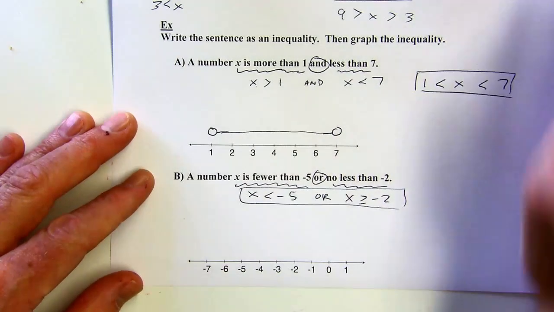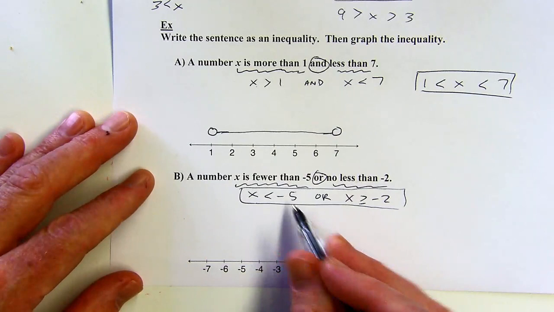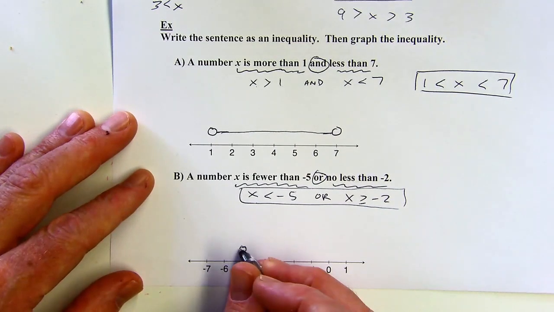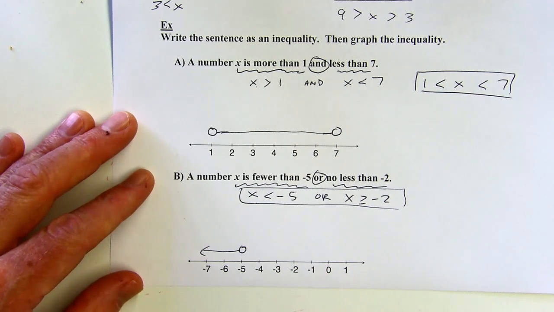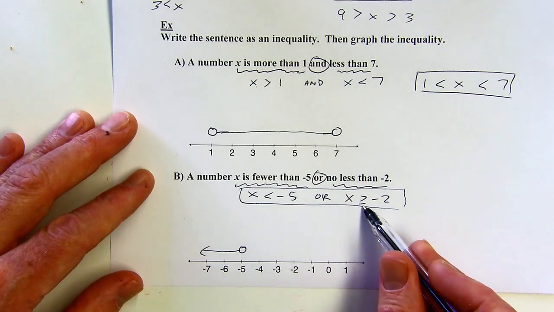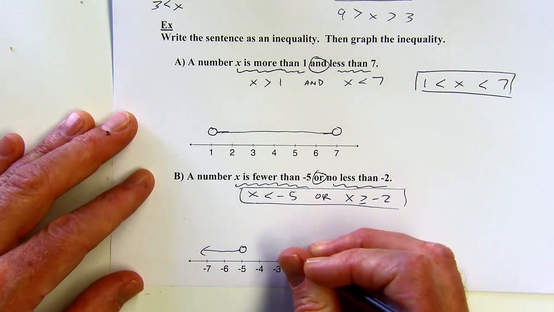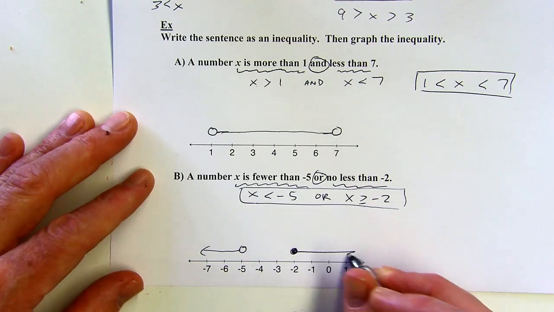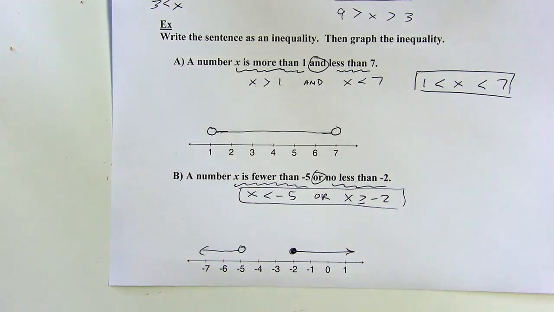But now I've got enough to graph this. So I've got an open dot above the negative 5. Okay, and it's numbers less than negative 5, like negative 6 or negative 7. They would be going that way. And then I've got a closed dot above the negative 2. And it's numbers greater than or equal to negative 2, so those would be numbers over there. Okay?